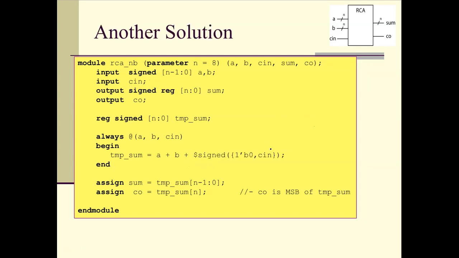The other solution to this is just tricky, and I throw it in there because I wanted to show people that it can be done this way. So what I'm doing here is I still have cin declared as an unsigned value, but what I'm going to do is stick a 0 in front of it and then magically declare it as a signed value.